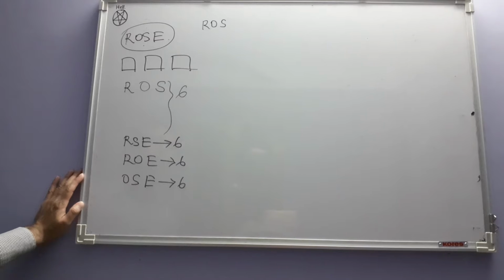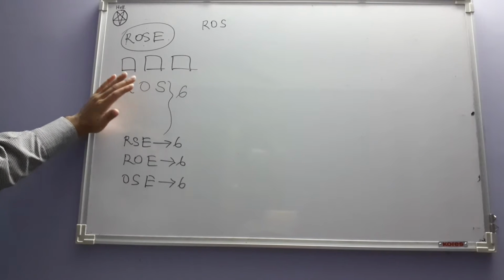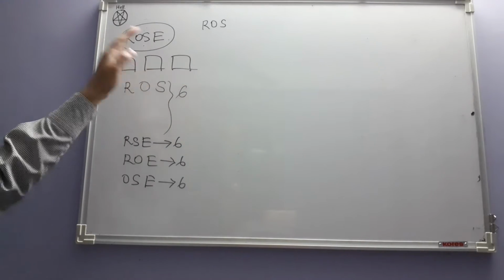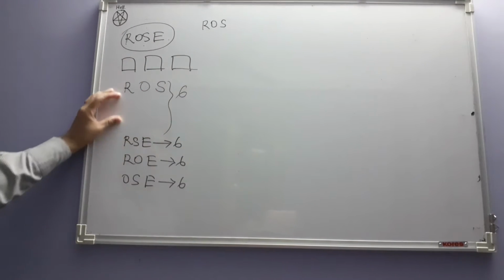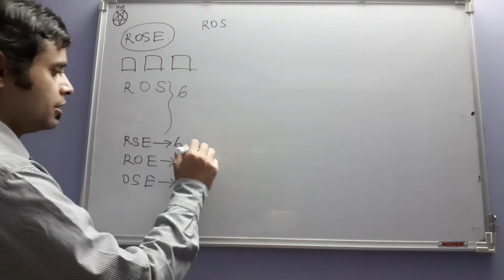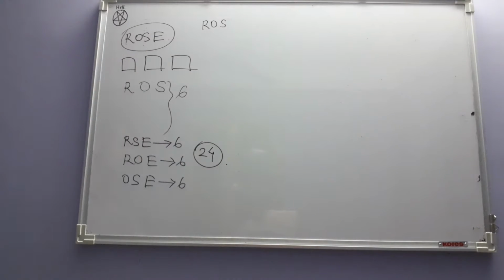Right? So in this case also we see, am I getting the correct thing? R, O, S, yes, because if I don't choose E, then I have R, O and S, and that gives me 6 possibilities. Like that I can remove one of them. So 4 times 6 is 24. Okay, so again we are getting 24.